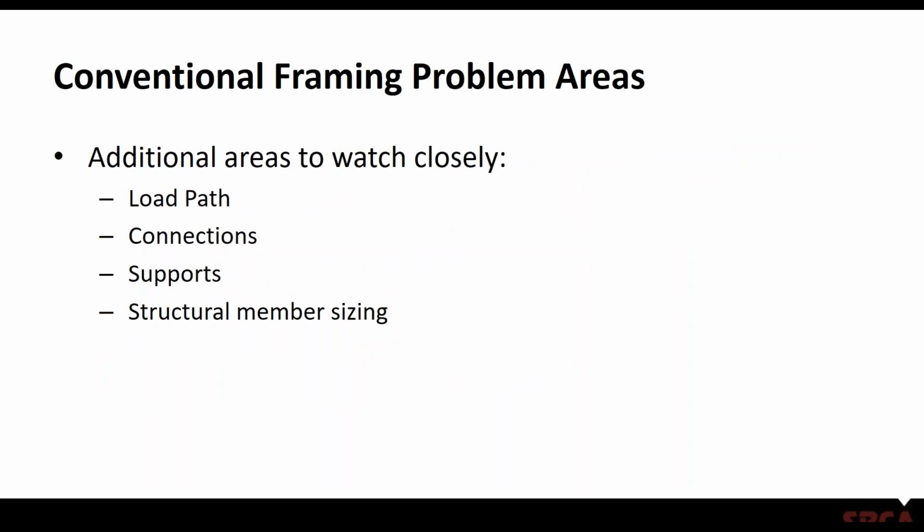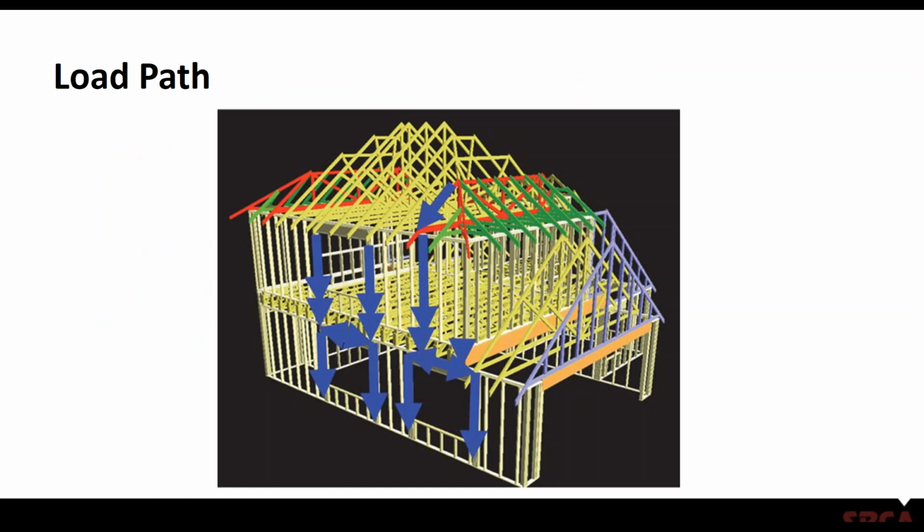Other areas that need to be watched closely and really can cause the most problems would be adequate load path and connections. Again, many of the connections that are called out are nailed connections. It does specify what type of nail, but how does an inspector know what nail was used? And so on and so forth. Then there are supports of the rafters and the various framing members, and structural sizing can also become a problem.